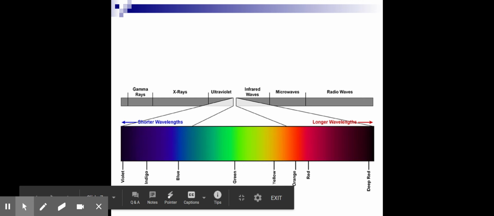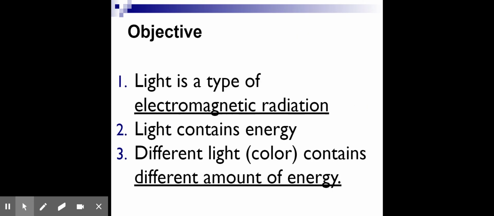So the red light contains the least amount of energy, and the purple color contains the highest amount of energy. So when we go back to the beginning, we understand that light is a type of electromagnetic radiation, or electromagnetic wave, and that light contains energy. It can transfer energy. Different light contains different amounts of energy. The red color contains the least amount of energy. The blue and the purple contain the highest amount of energy. Okay, here you go.